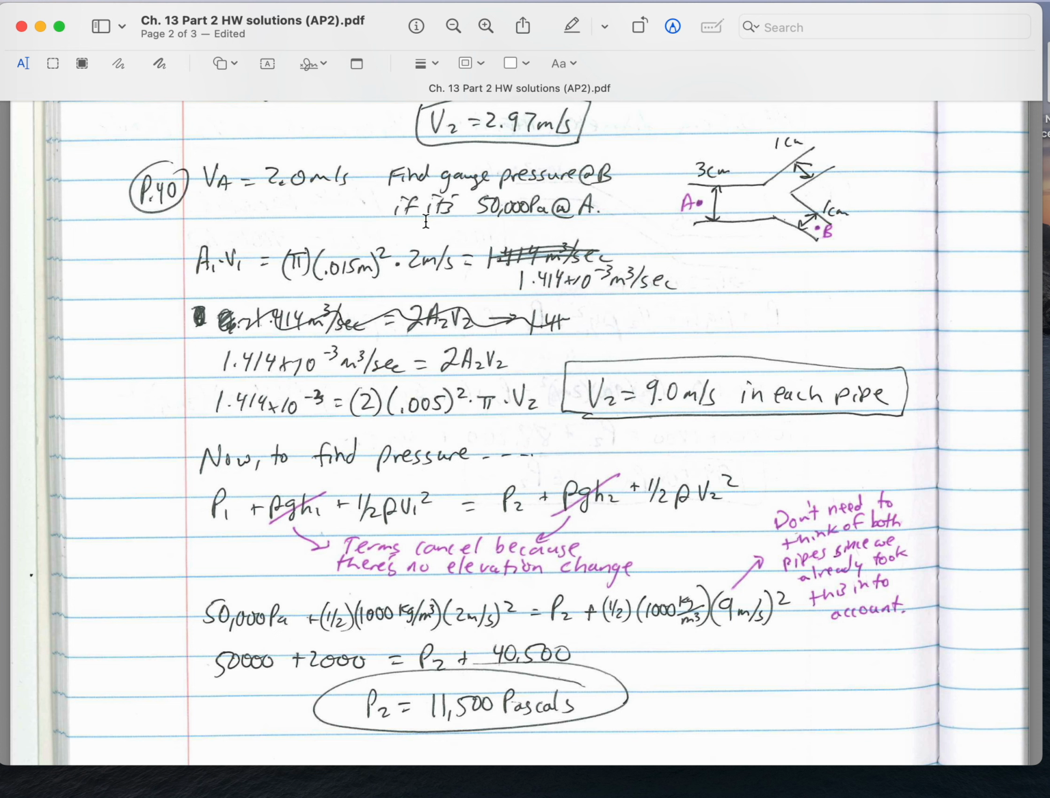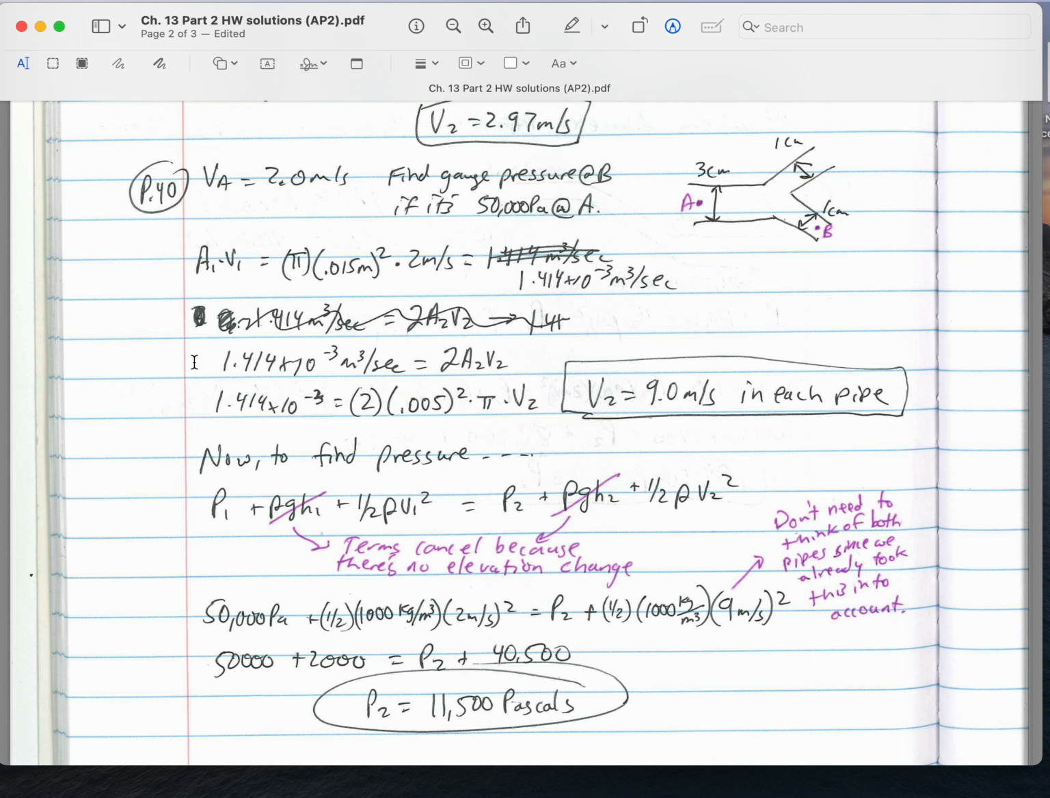At any rate, we can find out the volume flow rate at 1 here. So the area is pi r squared. This is 1.5 centimeters, or 0.015 meters is the radius. And then we multiply that by the speed there. And that gets me my volume flow rate of 1.414 times 10 to the negative third cubic meters per second. That total flow is going through both of these pipes.